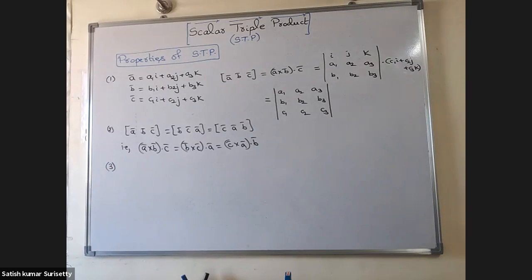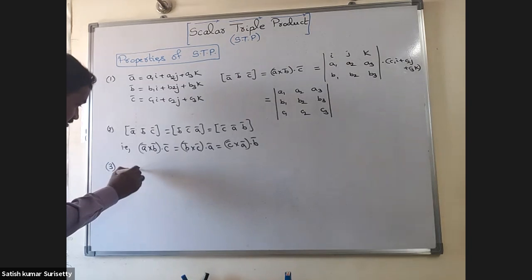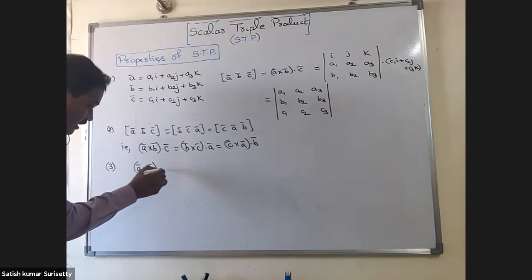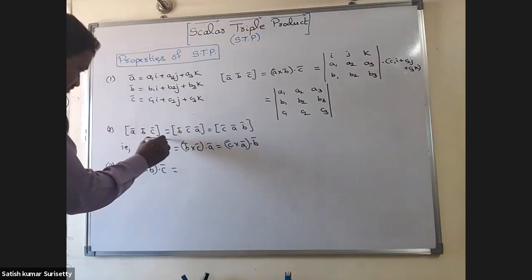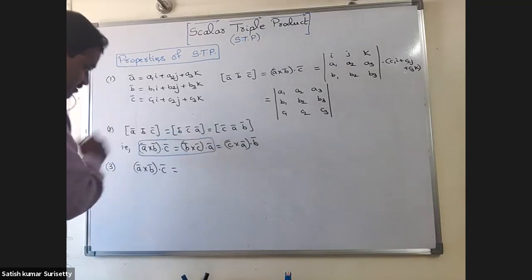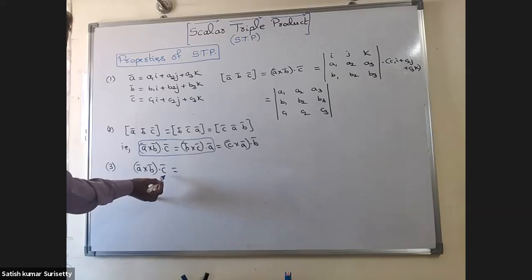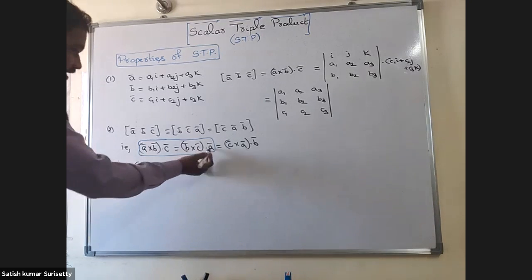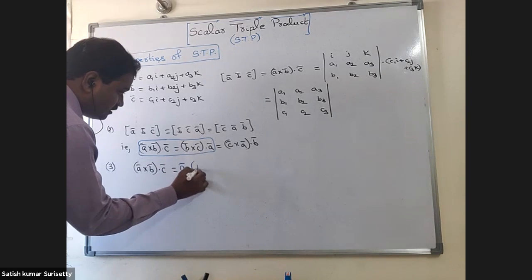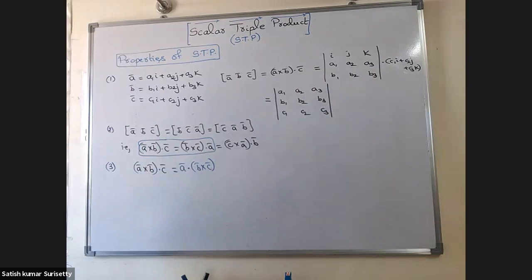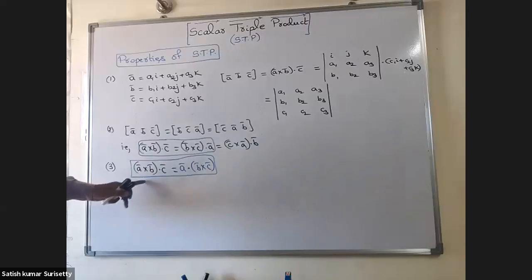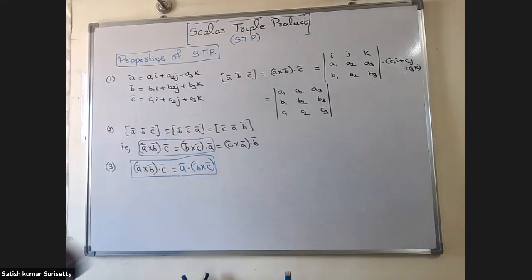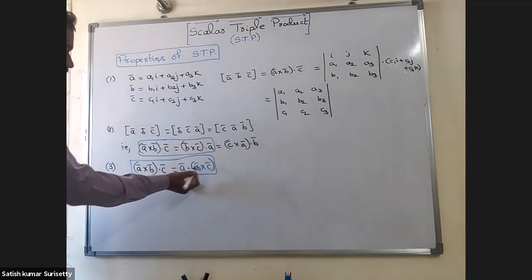Next property: A bar cross B bar dot C bar equals, from this property, I can rewrite as A bar cross B bar dot C bar, and the dot product is commutative. I can interchange this as A bar dot B bar cross C bar. Now, if you observe this, A cross B dot C equals A bar dot B cross C. The observation is that the dot and the cross are interchanged.